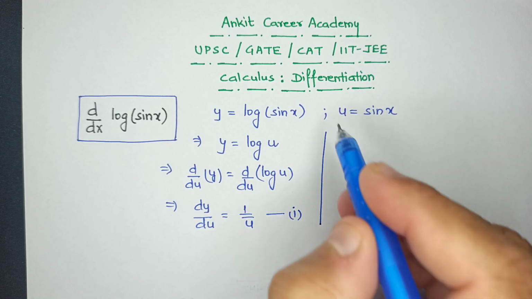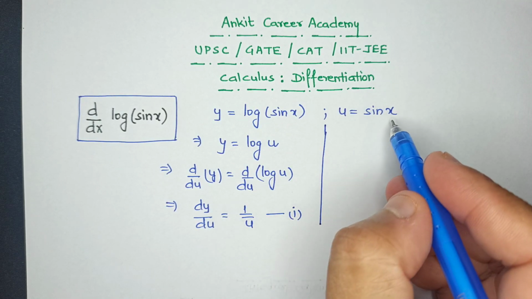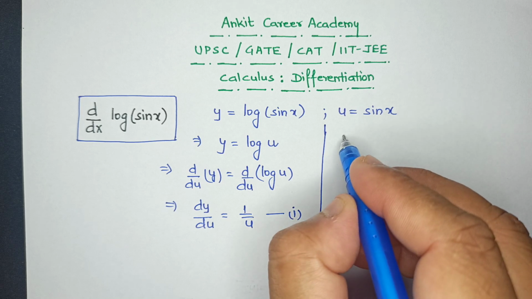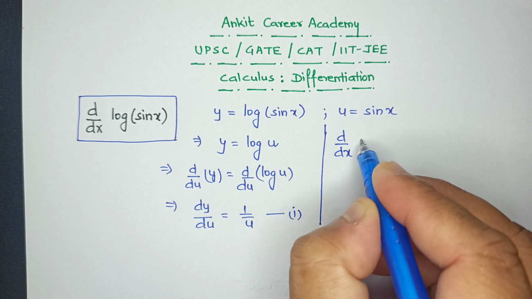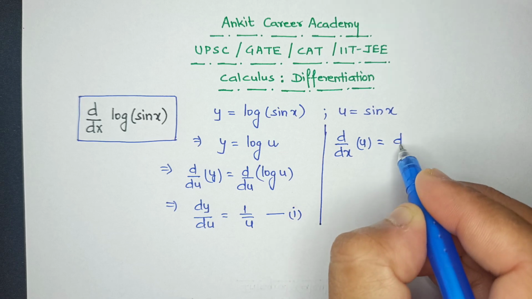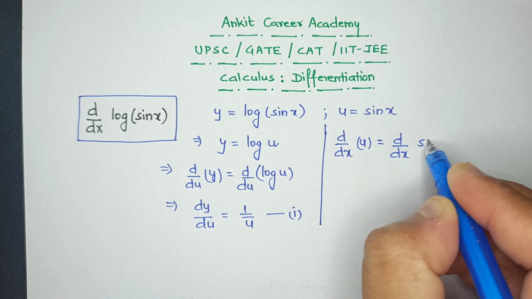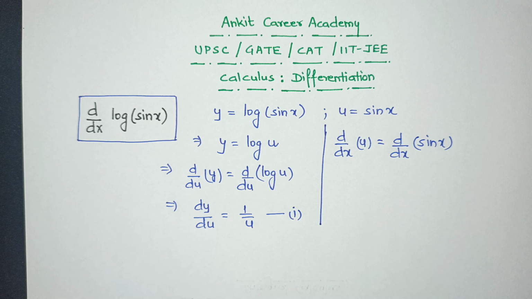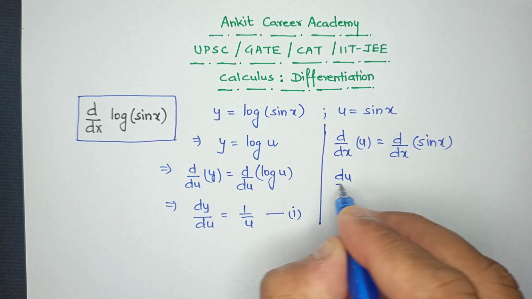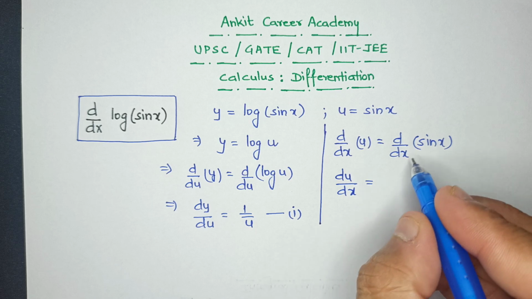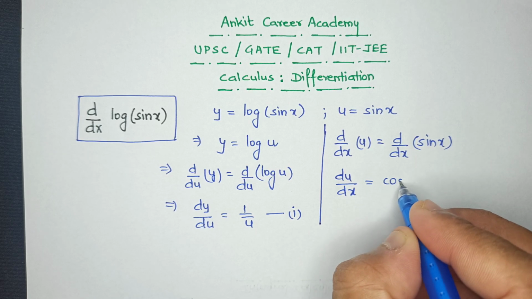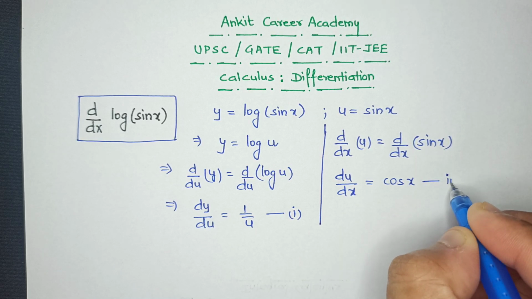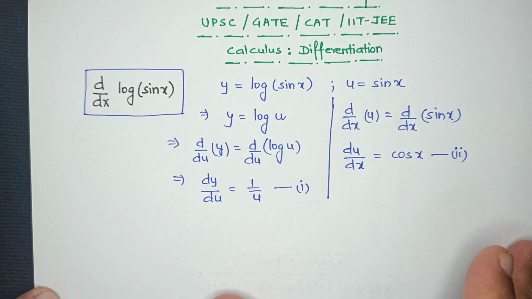Now as far as this part of the solution is concerned, here the independent variable is x. So that means the value of d by dx of u is equal to d by dx of sine of x. Now let us resubstitute the values. So this would be du by dx is equal to differentiation of sine x, which is cos x. Let us say this is equation number 2.